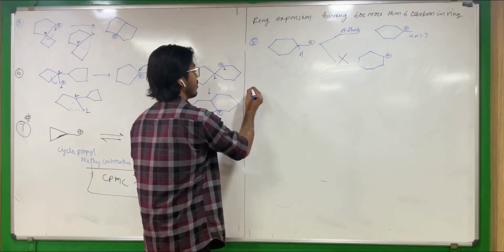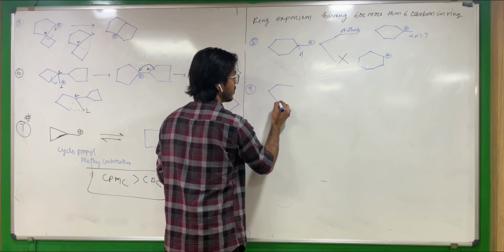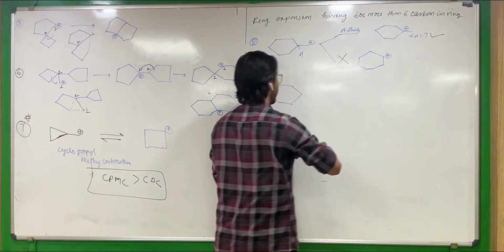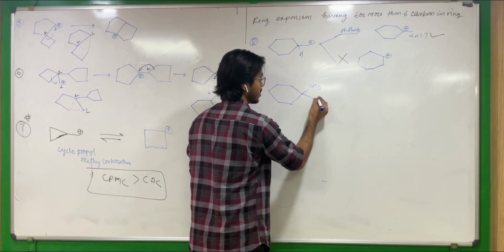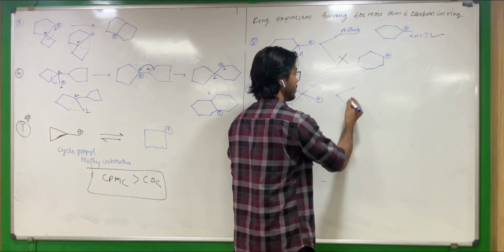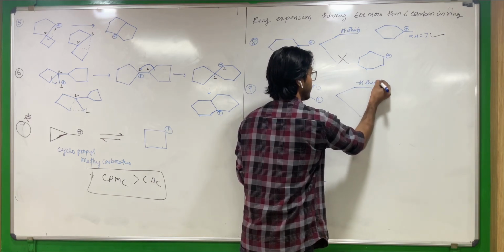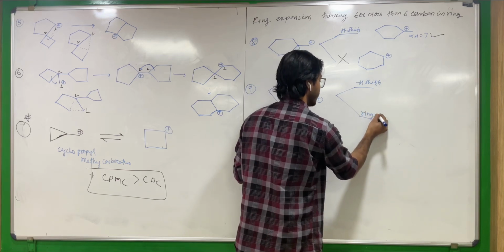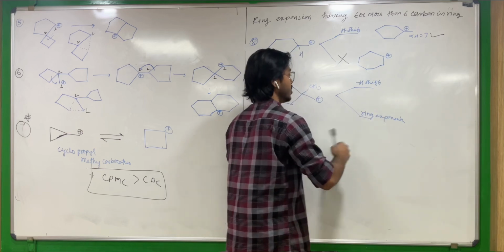Now again, we will take one more example. In this case, this is correct. Now we are taking this one. CH3 is present here and the positive charge is here. Again, two cases are possible. First we do a hydride shift, and second we do ring expansion. So if we do a hydride shift, this product will form.